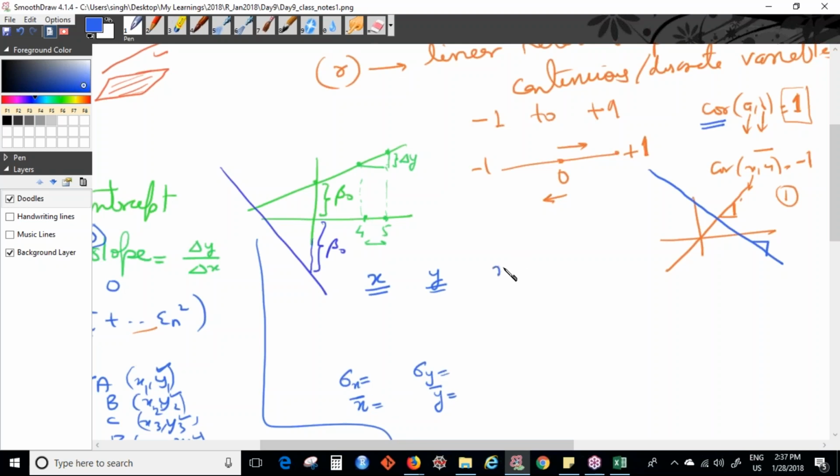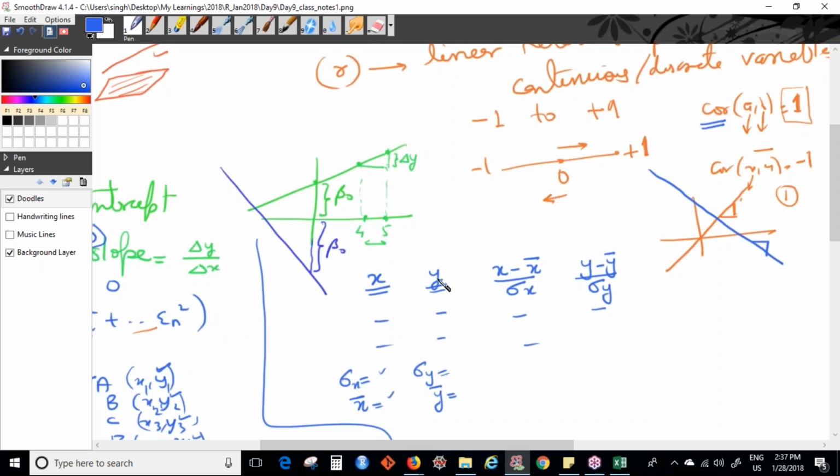Then you will calculate this particular quantity, X minus X bar divided by sigma X. You will calculate this number, and similarly Y minus Y bar divided by sigma Y, you will calculate this number. Okay, you will write it down here. So let's say you have some numbers here, you take their average, which is this, you find their standard deviation, which is this.